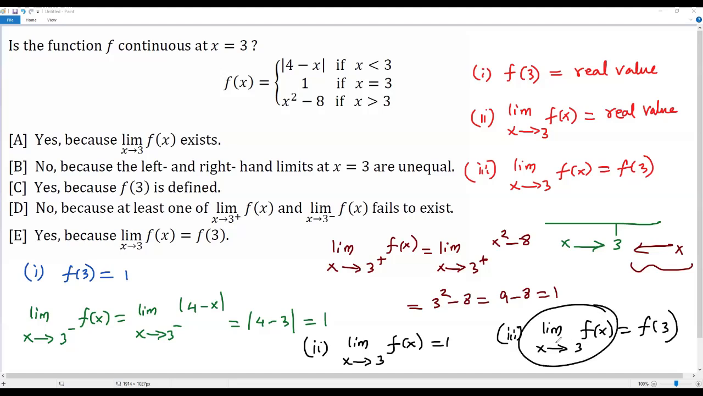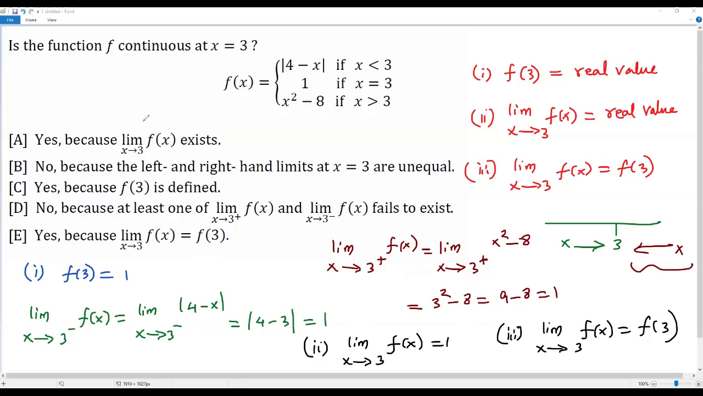This is what we have in the second step. This is what we have in the first step. Both of them are equal because both of them are the same. That is 1, a finite value and real value. So the given function is continuous. Since all three conditions are satisfied by the function at x equals 3, we can say the given function is continuous at x equals 3.